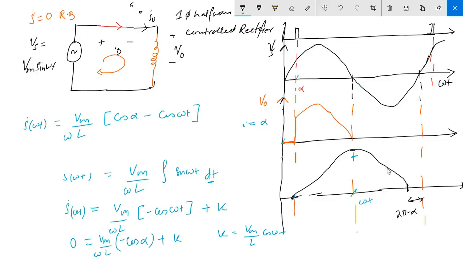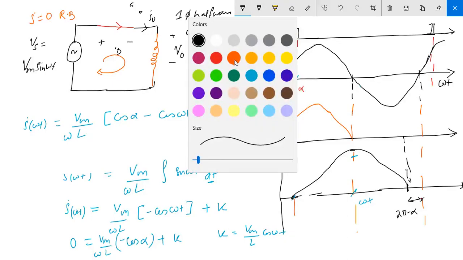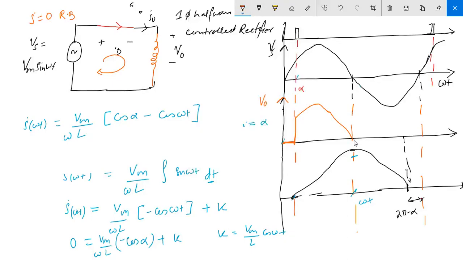Because the conduction is still there for the negative part, the output voltage will be traveling like this. So the shape will be like this. There will be some distortion in the shape because the issue is with the tab.